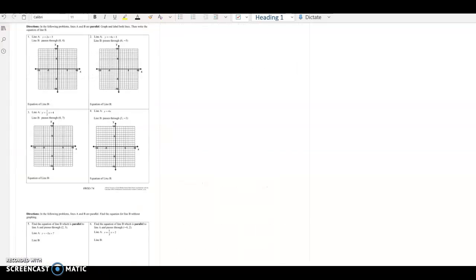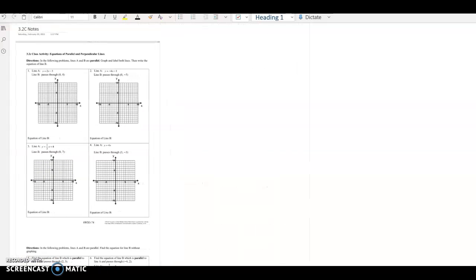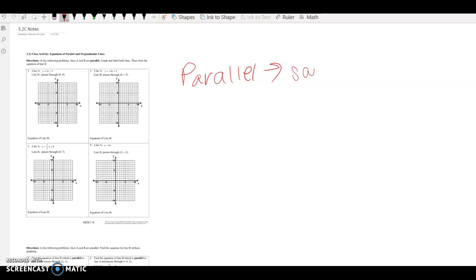All right, guys, so 3-2C is the last section of notes. It's all over parallel and perpendicular lines. So what we're going to learn today is that lines that are parallel, so you're going to want to write this down, lines that are parallel have the same slope, which makes sense, right? If they're never going to touch, they have to go up at the same rate.